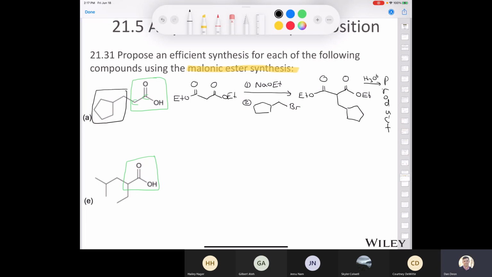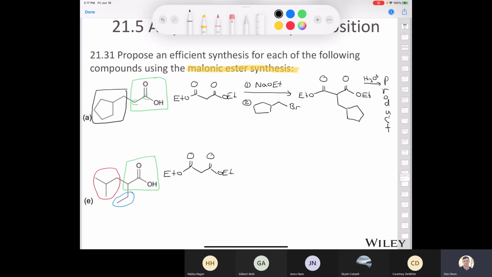Okay, there we go. So for the next one, you can see that we've got an isobutyl group here that I'm circling in red, and we have an ethyl group over here. So that means we're going to need isobutyl bromide and ethyl bromide. And again, they could be iodides or chloride, it doesn't matter. So let's start out, and first we're going to write down our diethyl malonate. So that's our starting material.